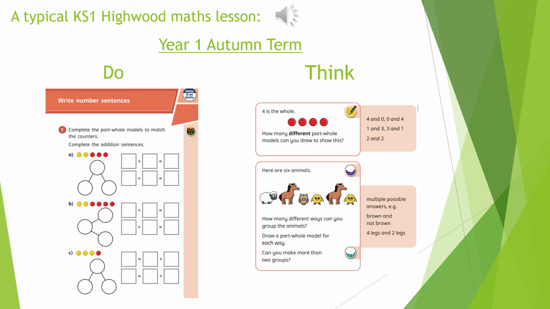I'm now going to share what a typical Key Stage 1 Highwood maths lesson looks like, and we're going to start with the Year 1 autumn term because it differs slightly to help with the transition from F2. The children will complete some very basic sheets with the do's and the thinks, as you can see on the slide now.